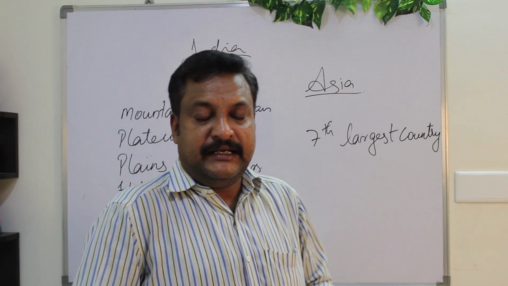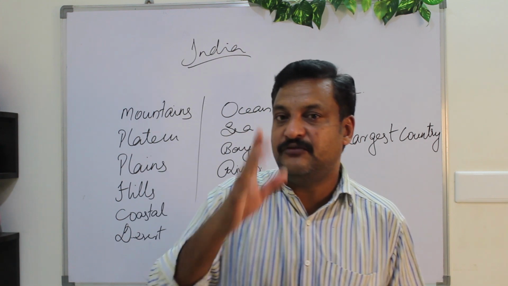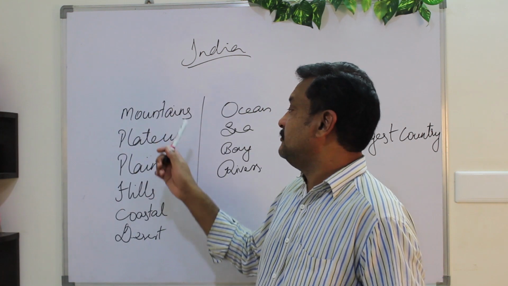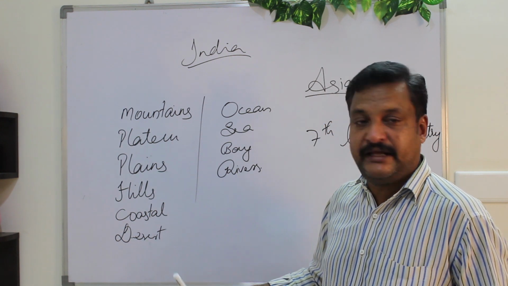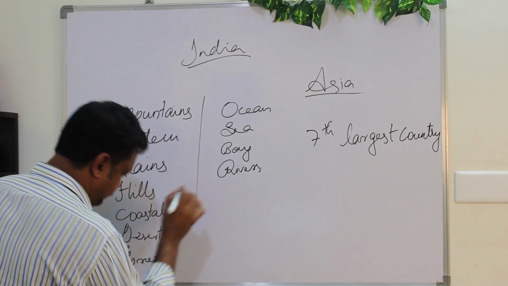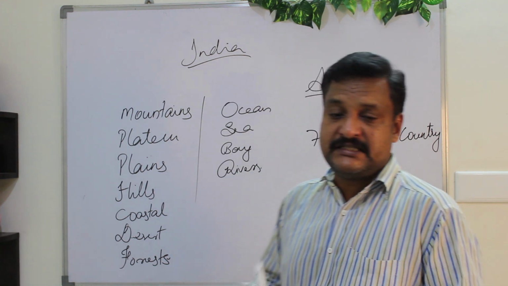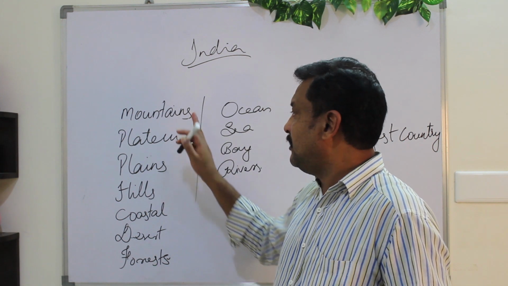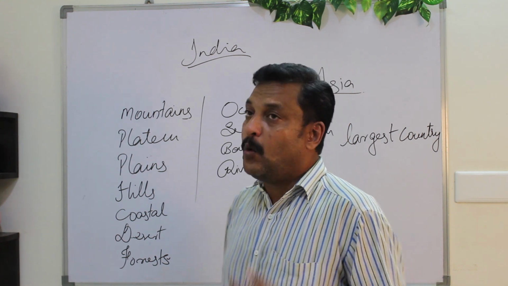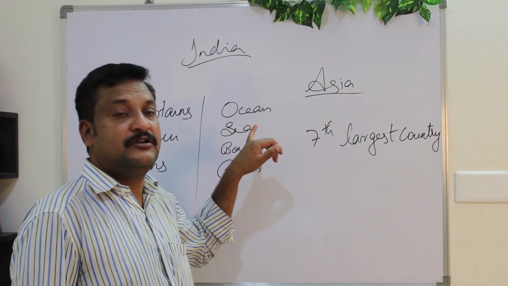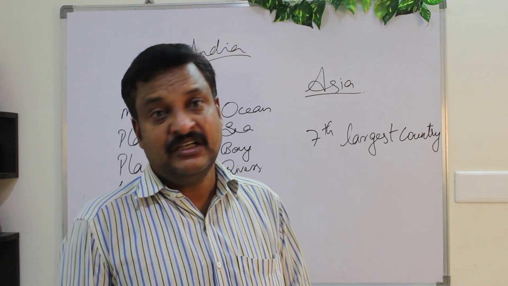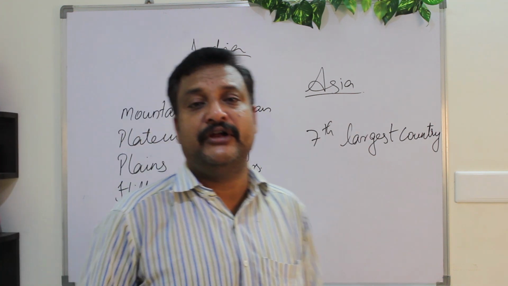So India has almost all the major physical features that we can find in the world. They include mountains, plateaus, plains, hills, coastal areas, deserts, forests are also there. Then water bodies. We have oceans, seas, bay, rivers, lakes, all. And some of these even form the boundaries of India also.